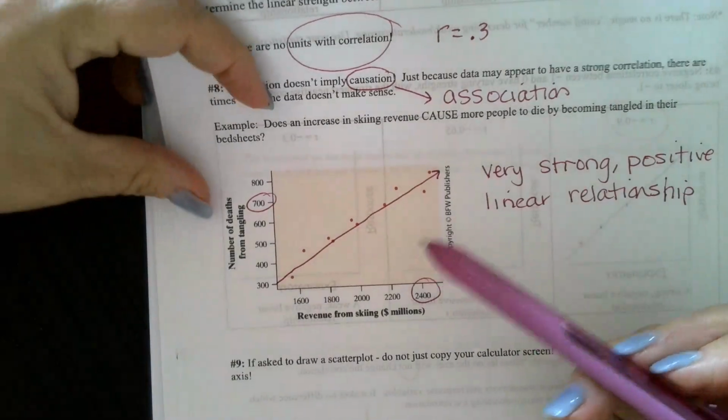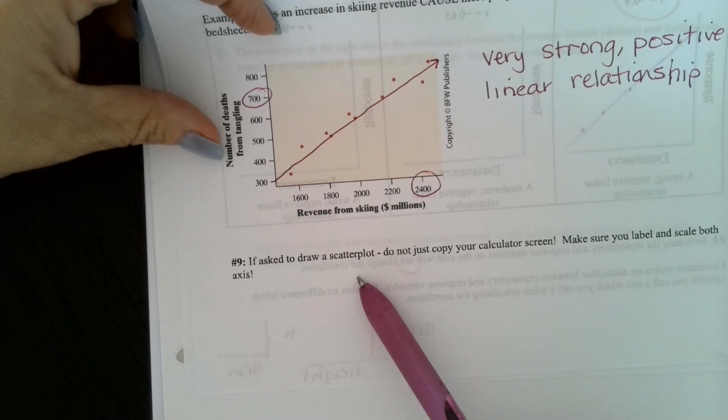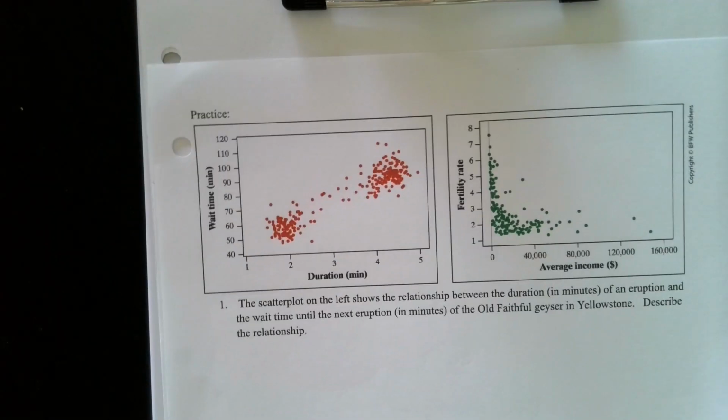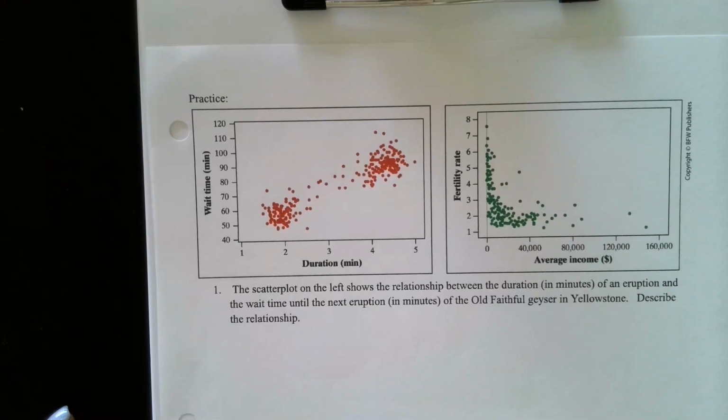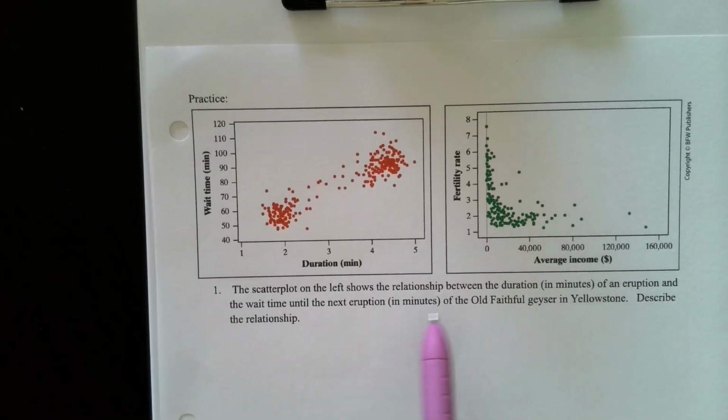All right. If asked to draw a scatter plot, so now we are not asked to draw a scatter plot on the AP Stats test, but don't just copy your screen. Make sure that you have labels on your axes. Okay, so here's a couple practice problems. This problem on the left says that the graph shows the relationship between the duration, the time in minutes of an eruption, and the wait time until the next eruption in minutes of Old Faithful Geyser in Yellowstone. Describe this relationship.